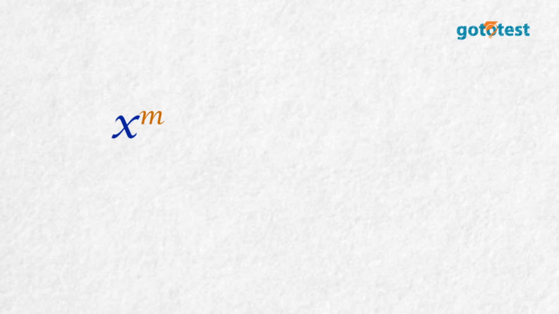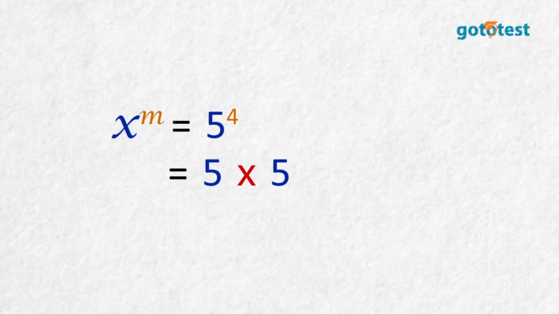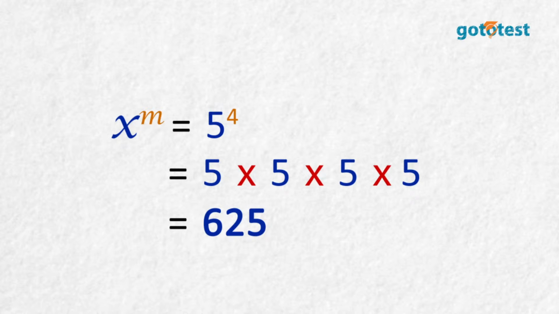X to the power m is a way of expressing a number like 5 to the power 4, which is 5 multiplied by 5 multiplied by 5 multiplied by 5, which equals, that's right, 625. In this example, the base is equal to 5 and the exponent is equal to 4.